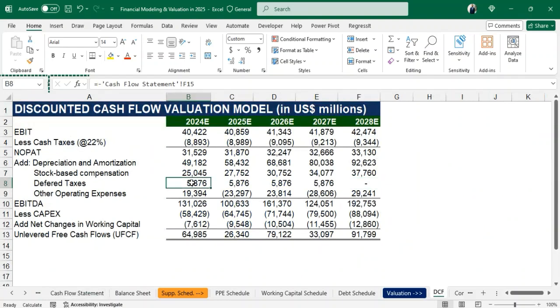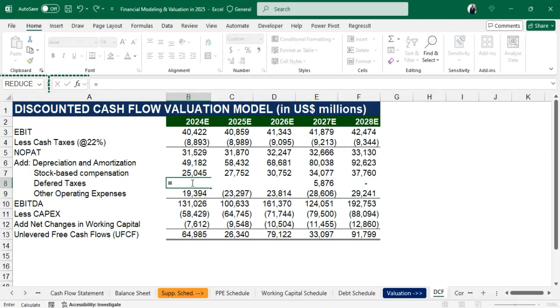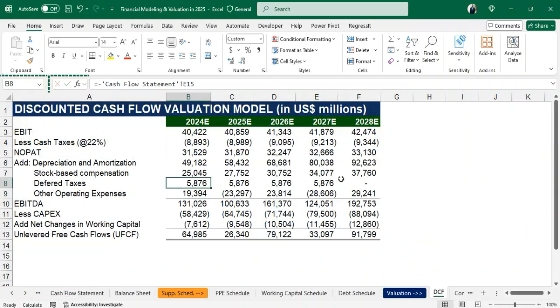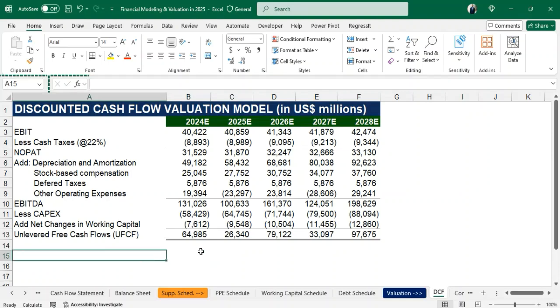So with the deferred taxes, I'm going to have equals minus. I'm going to flip the sign there. Come back to the cash flow statement and pick the figure from here and hit enter. And then I can copy this now to the right using Ctrl R. Okay, so these are our unlevered cash flows. Now that we have obtained these cash flows, we need to find an appropriate discount rate which we can use to discount these cash flows to their present value.